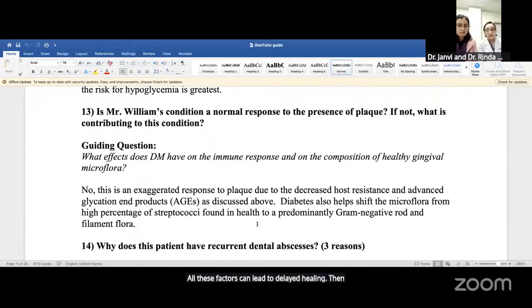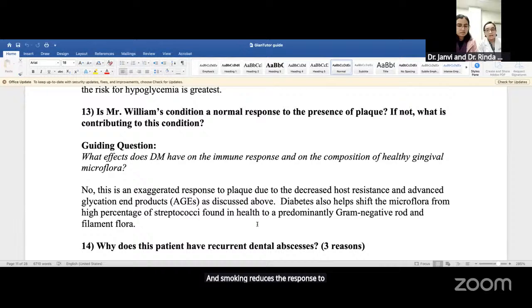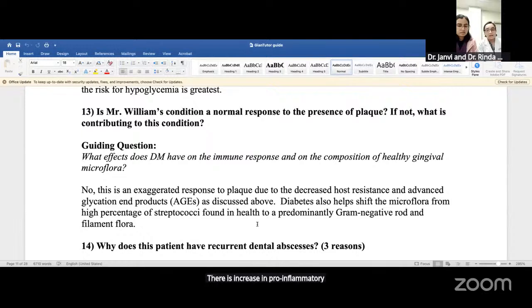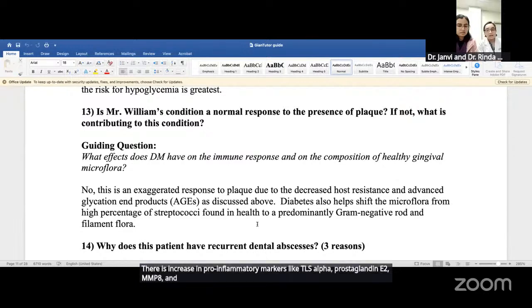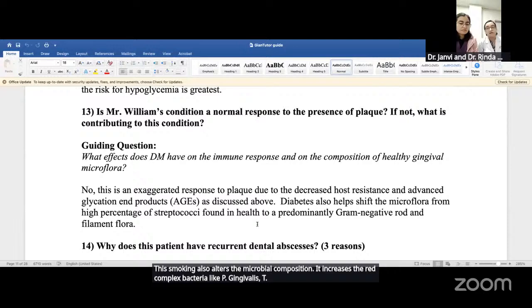Then the second factor is smoking. The patient is a heavy smoker, about 20 pack years, and smoking reduces the response to periodontal treatment. Also, in this case, the oxidative burst is faulty. There is an increase in pro-inflammatory markers like TNF-alpha, prostaglandin E2, MMP-8, and also an increase in GCF elastase. Smoking also alters the microbial composition. It increases the red complex bacteria like P. gingivalis, T. denticola, and T. forsythia, and also increases the orange complexes.